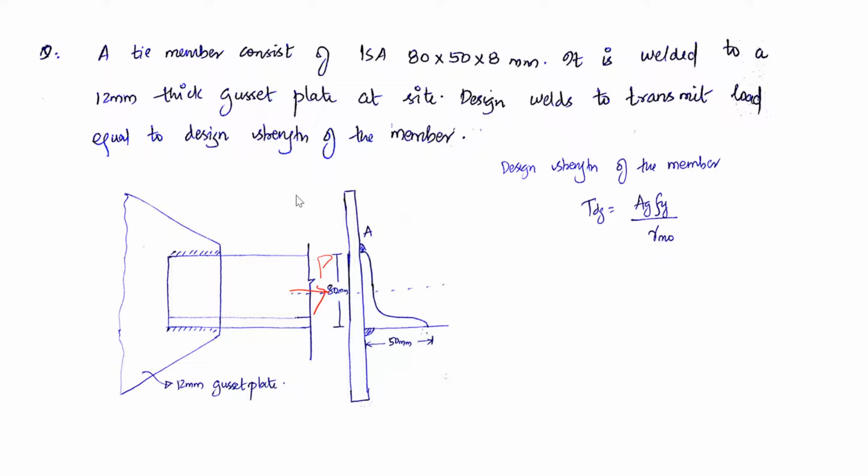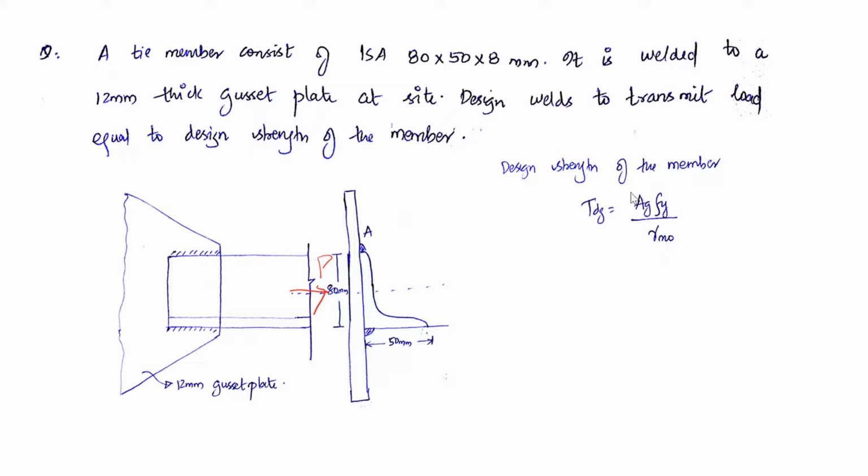The design strength of the member will be Tdg, right? That is Ag Fy by gamma m0. You are familiar with this one. Someone please reply, I can't understand whether you are hearing or not. Yes, sir. You know this value, right? This is the design strength of the plate in yielding. That is, Tdg is equal to Ag Fy by gamma m0, isn't it?